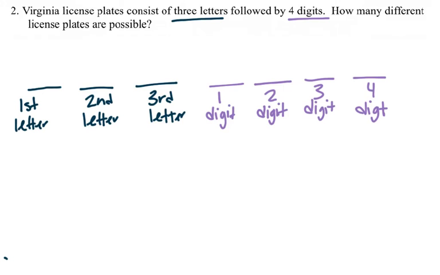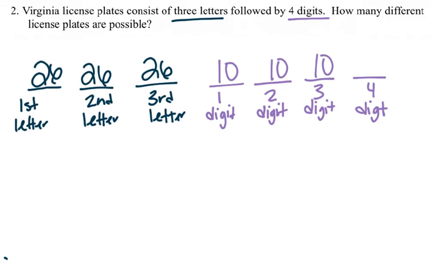There are 26 letters in the alphabet. So for the first letter, you have 26 possibilities. And then the second letter, there's 26 possibilities. And the third letter, there's 26 possibilities. If you think about digits, you're thinking about digits from 0 to 9. Count those up if you don't believe me. There's 10. So if we take all of these numbers and we multiply them together, it's a huge number: 175,760,000. So that's how many different possibilities there are for Virginia license plates, and that's how you do these kinds of questions.